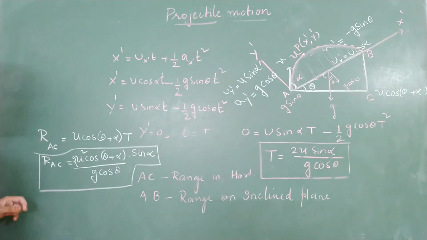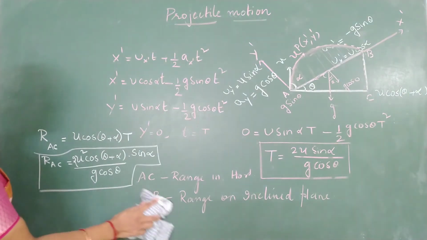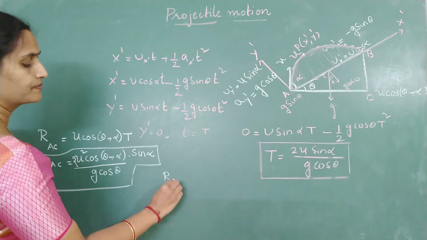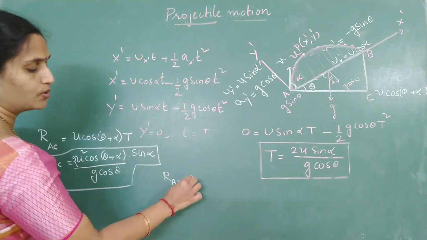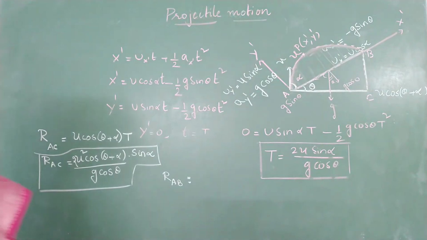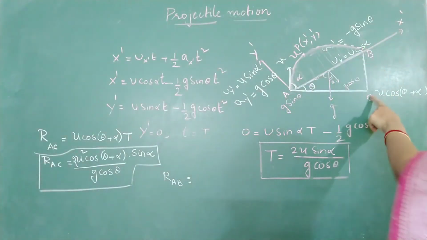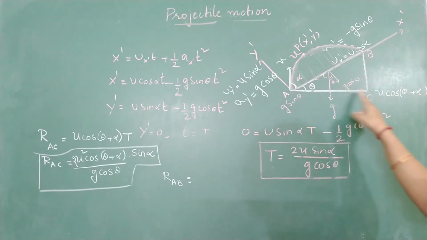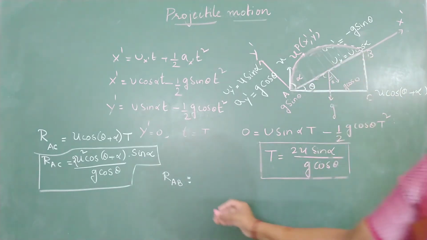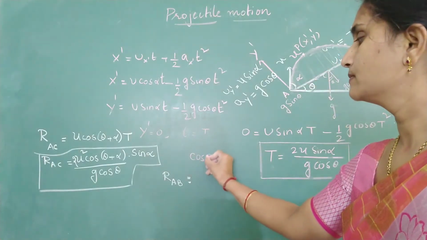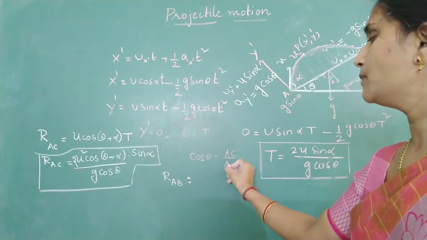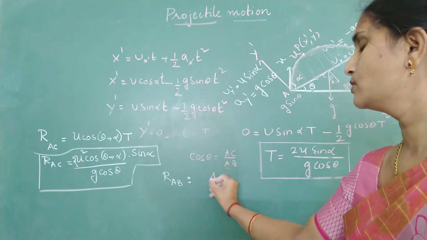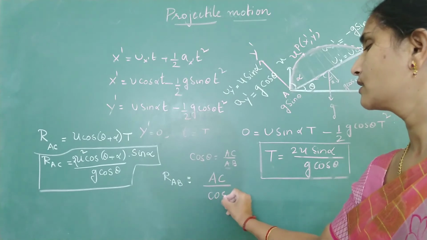If you know this range AC, now you can find this distance AB easily. Let's see how to find AB, that is range on inclined plane. To get the range on inclined plane, observe the triangle ABC. In this triangle ABC, which theta relates AC and AB? Can I write cos theta as AC divided by AB? Since cos theta is equal to AC by AB, tell me what will be the distance AB equal to? Range AB is equal to AC divided by cos theta.